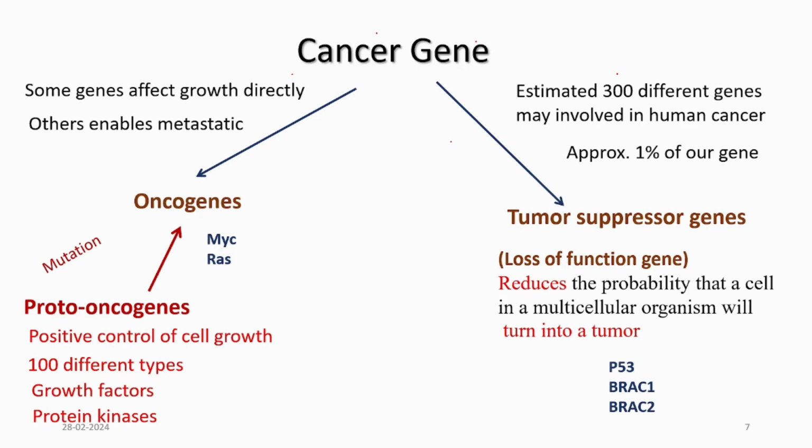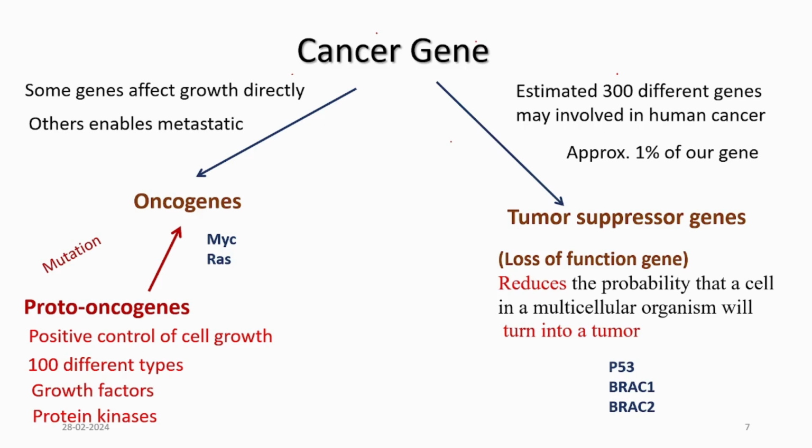Oncogene is basically the mutated form of the proto-oncogene. And the proto-oncogenes are very much required, and they are the positive control of cell growth. There are 100 different types of proto-oncogene, and these generally encode growth factors or protein kinases. Compared to that, the tumor suppressor gene is also known as the loss of function gene, and it reduces the probability that a cell in a multicellular organism will turn into a tumor.